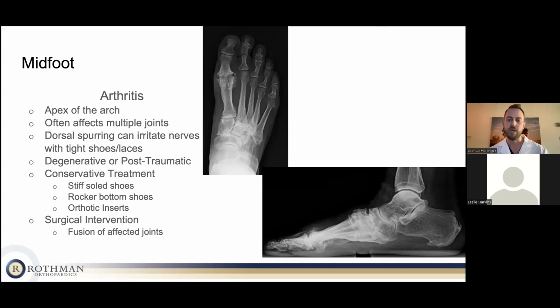And orthotic inserts can be helpful as well to support that apex or that arch to prevent that unnecessary motion too. From a surgical perspective, we usually perform fusions of these joints when patients fail conservative treatment that might consist of the above plus anti-inflammatories and injections and these things. We base the level of fusion on the advanced imaging, usually CT or MRI, that gives us the best indication of all the joints affected by the arthritis and the severity of that arthritis.